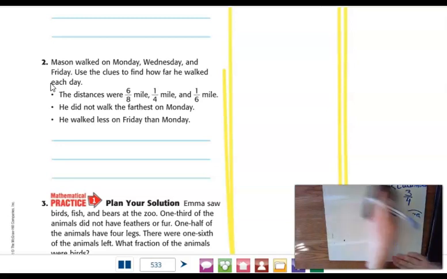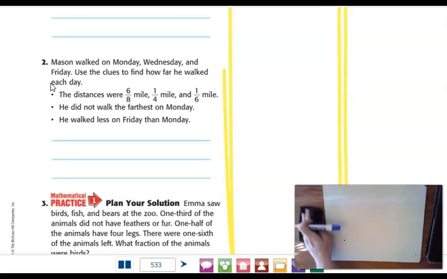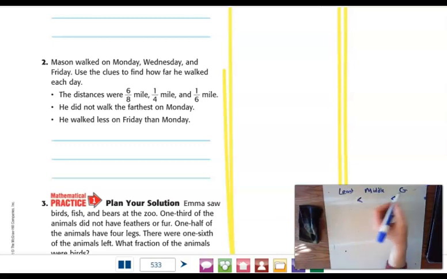He did not walk the farthest on Monday. He walked less on Friday than on Monday. Okay, so go ahead and pause the video and see if you can work this out, and then come back to check your answer. Okay, so I just set up greatest, middle, and least, and then I put my less than symbols to help me.